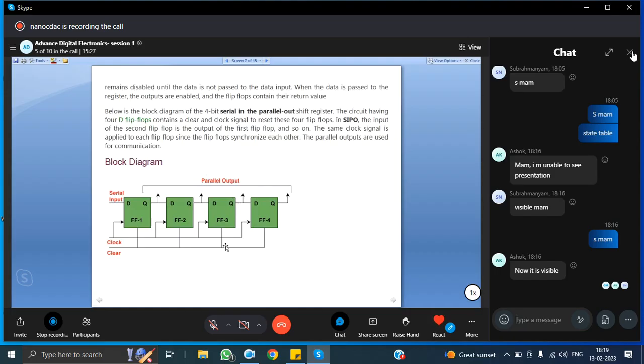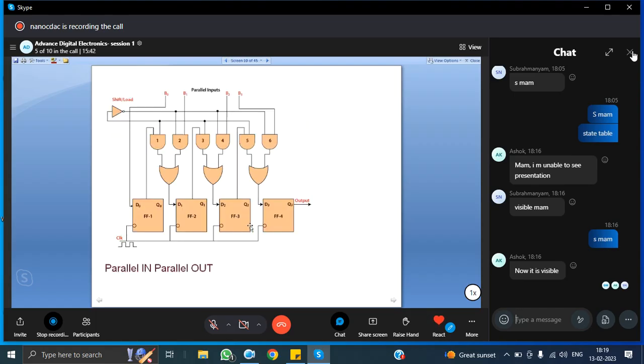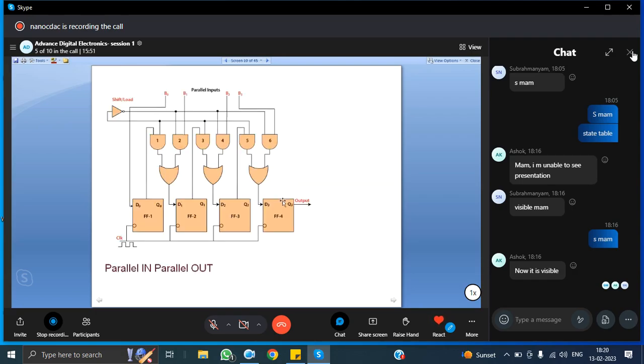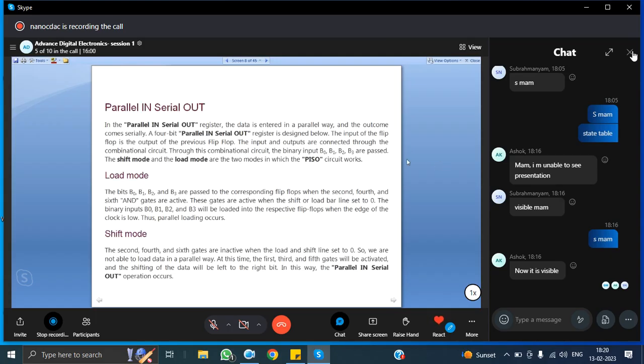Okay, so next one: you need to design your serial in parallel out shift register. Now the parallel in serial out shift register. So we will have parallel inputs, which you will give at a time, and whenever you are taking the output, it is serial. This is parallel in serial out now. See, parallel in serial out, this title belongs to the next figure. In parallel in serial out, the input of each flip flop is the output of the previous flip flop. Okay, same thing, I need not explain anything.